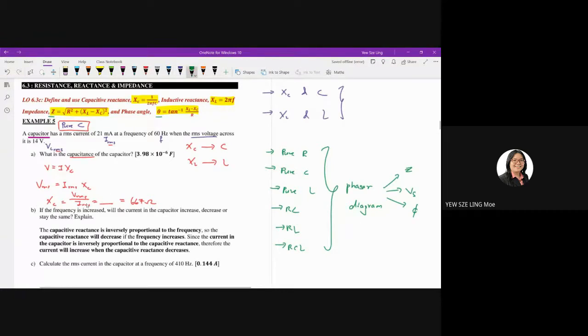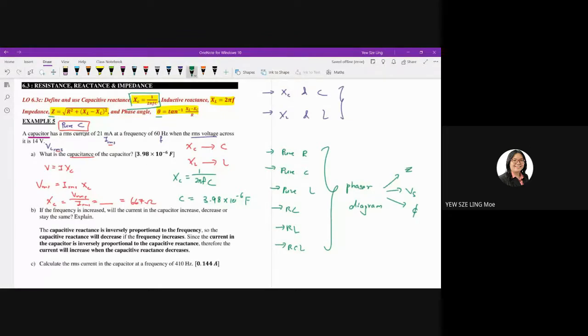So once you have XC, you can then calculate C by using XC equals, if you look at the learning outcome, you are given the equation 1 over 2 pi fC. Rearrange the equation, and you should obtain C equals 3.98 times 10 to the power of negative 6 farad. So that is how you solve questions in chapter 6.